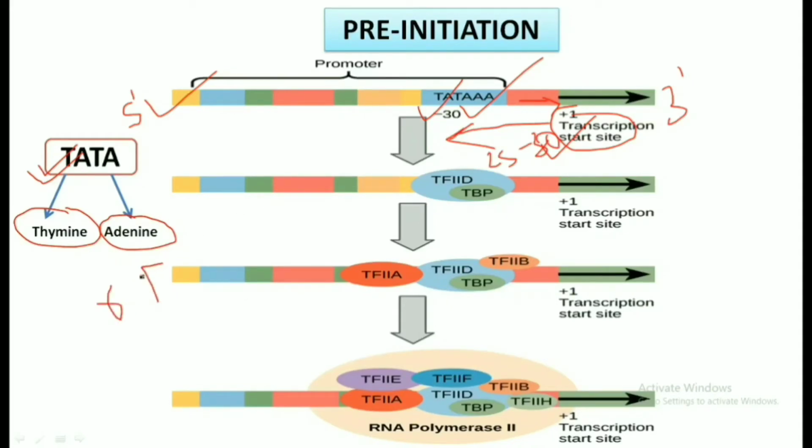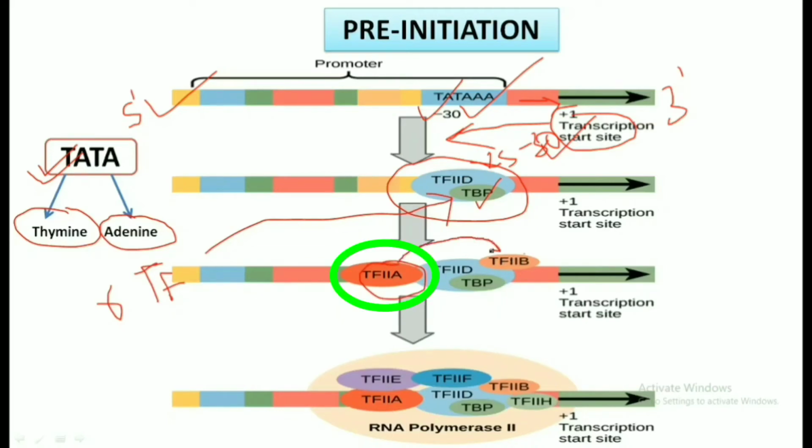There are a total of 6 different transcription factors. First of all, the transcription factor 2D along with the TATA binding protein comes and binds to the promoter region, that is the TATA box. After transcription factor 2D binds to the TATA box with the help of the TATA binding protein, transcription factor 2A binds onto the promoter region, and this binding recruits another transcription factor, 2B, which comes and joins the complex.